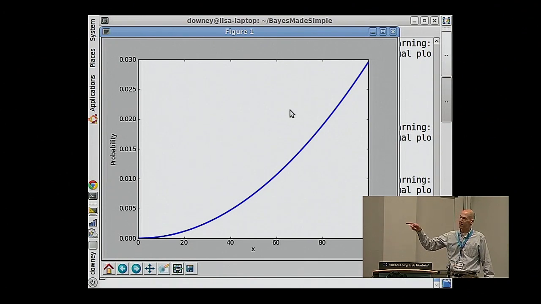Anybody know what shape that curve actually is analytically? That is a parabola. We just took something that was a constant and we multiplied it by x and we got a line. Then we multiplied it by x again and we got x squared. So this is an example where doing this problem analytically is actually very easy. We're being a little bit silly by doing it computationally. Let's do one more.